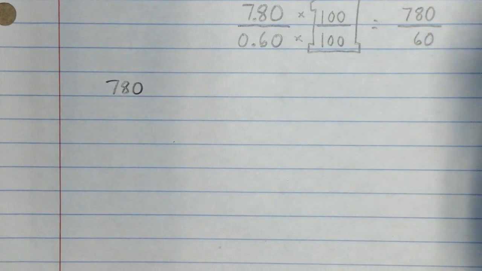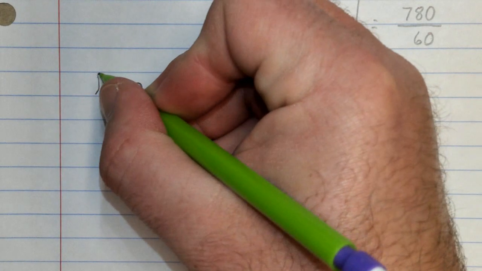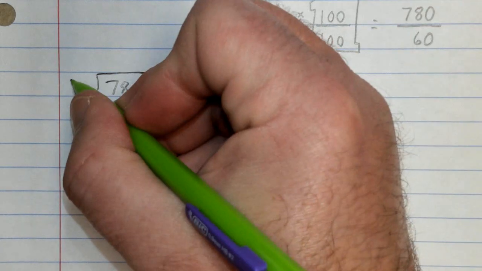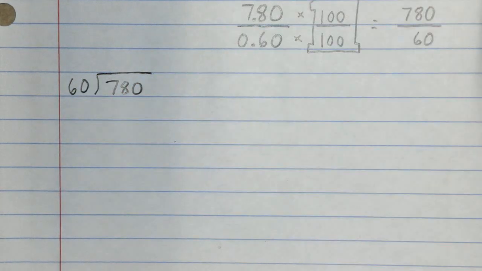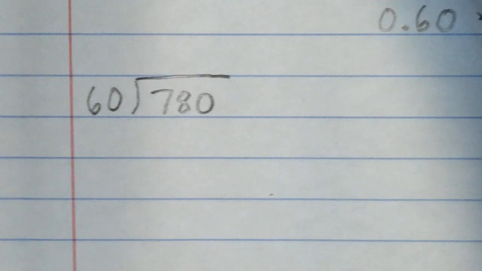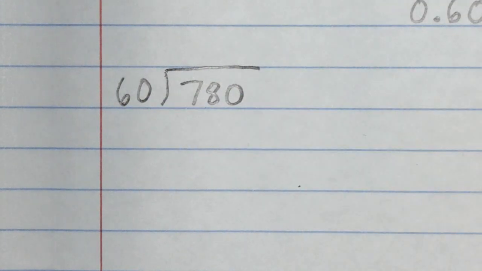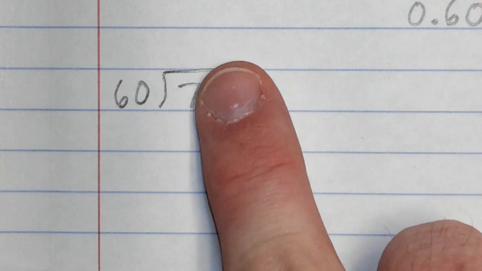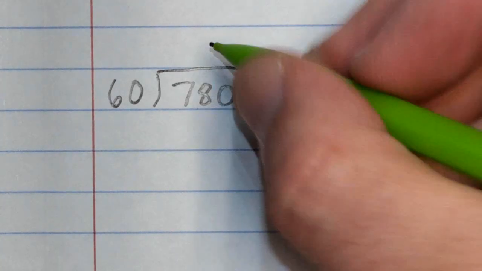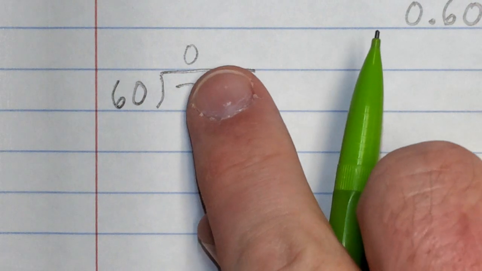780 is our numerator, which means it is going to be our dividend. It goes on the inside. 60 becomes our divisor. Zoom, zoom, zoom. I'm going to take a look at this. I'm going to ask, will 60 go into 7? No, that's not going to happen.